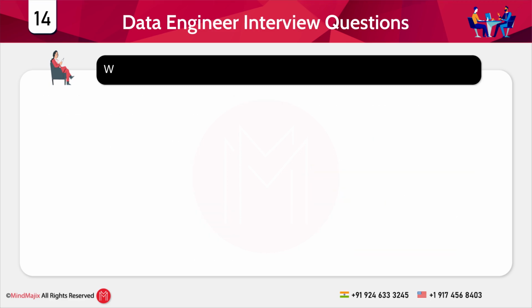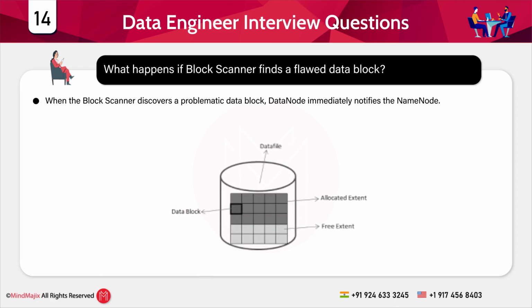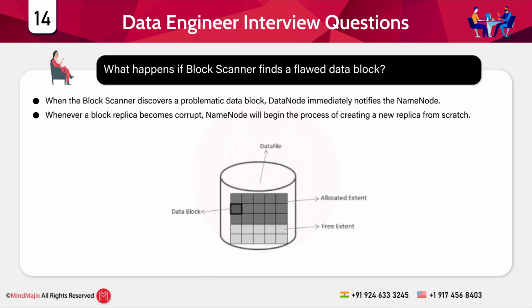The next question is, what happens if a block scanner finds a flawed data block? When a block scanner detects a bad data block, it will follow a few steps. The first step is, when the block scanner discovers a problematic data block, the data node immediately notifies the name node. After this, whenever a block replica becomes corrupt, the name node will begin the process of creating a new replica from scratch. And in the third step, a comparison is made between the replication factor and the number of reliable copies. In the event of a match, the corrupted data block will remain in place.